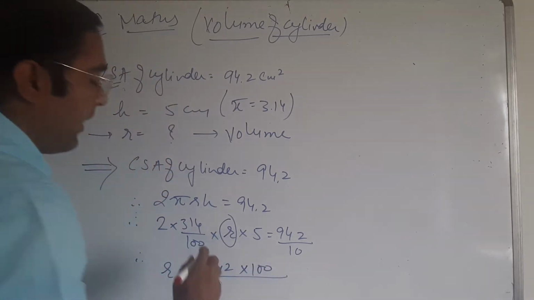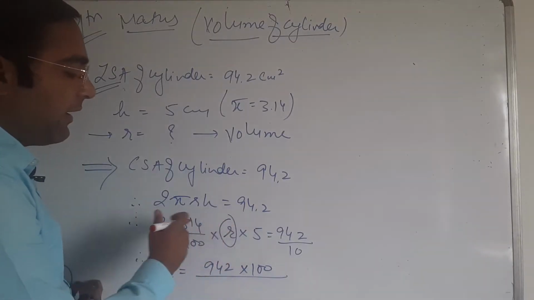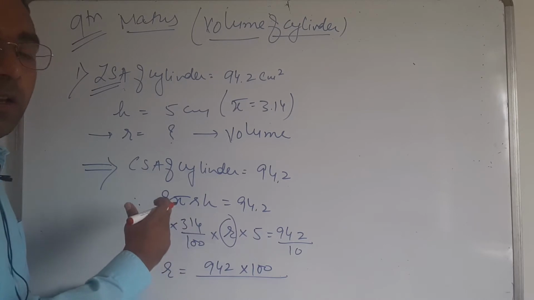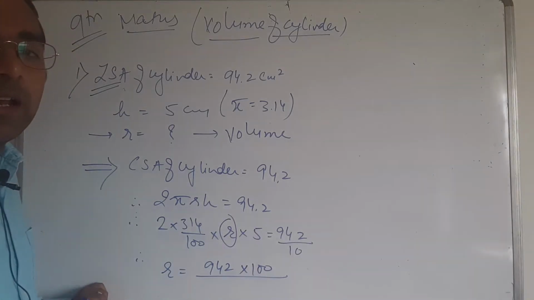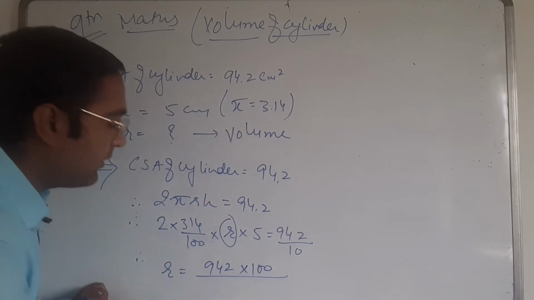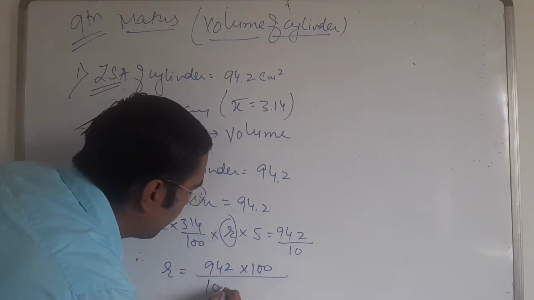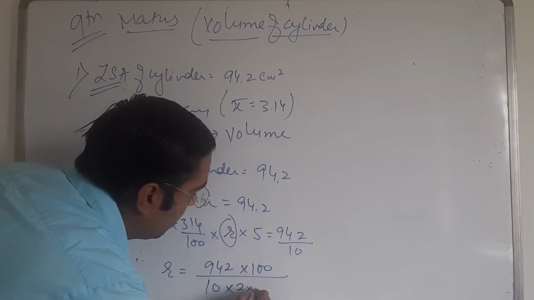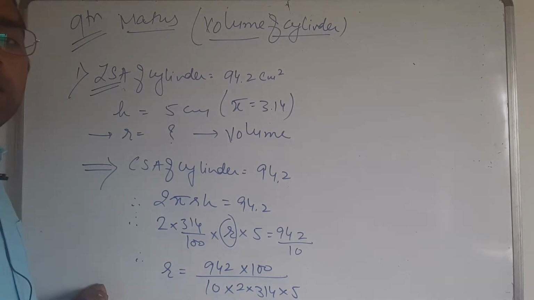And 314 and 5 are in multiplication, so they shift to the second side as division. 2 is also there, and 942 is multiplied with the 10. So 10 into 2 into 314 into 5. Okay, clear?